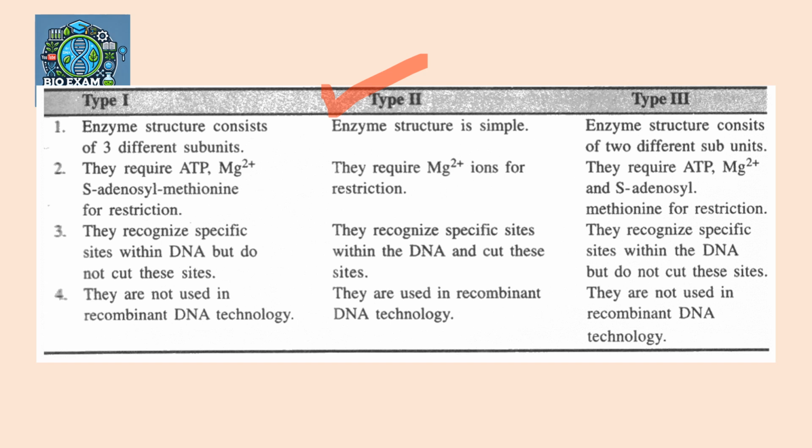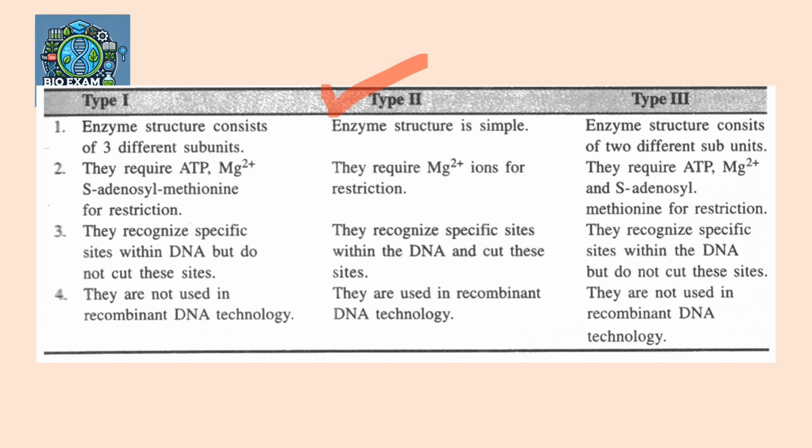Now, type 2 enzymes are the ones that are often used in molecular biology. Type 2 enzymes cut DNA right at the recognition sites, and their recognition sequences are usually 4 to 6 base pairs long. And what's even better is they don't need ATP.